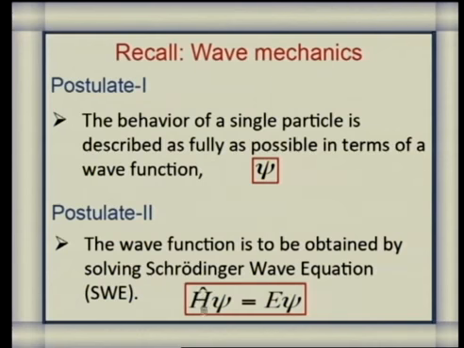This is called an operator. H is called the Hamiltonian, an operator for total energy. Then H psi equals E psi is the Schrodinger wave equation which we need to solve to get the wave function psi, which describes the behavior of the particle in the system. In today's case, it happens to be a particle in a one-dimensional box. The first postulate tells me that the wave function has all the information about the system.